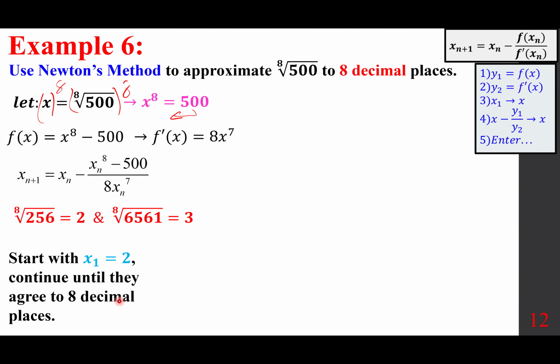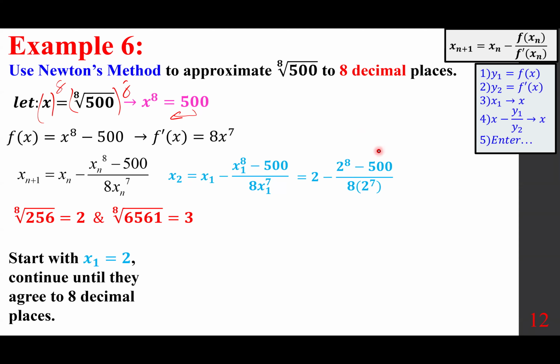So for example, the first one we decided to go with 2. Now we're going to go with x sub 2. So x sub 2 is x sub 1 minus x sub 1 to the power of 8 minus 500 over 8 x sub 1 to the power of 7. So using this general format, I'm going to go from x sub 1 to x sub 2, and I'm going to plug in 2 here, 2 here, and 2 here.